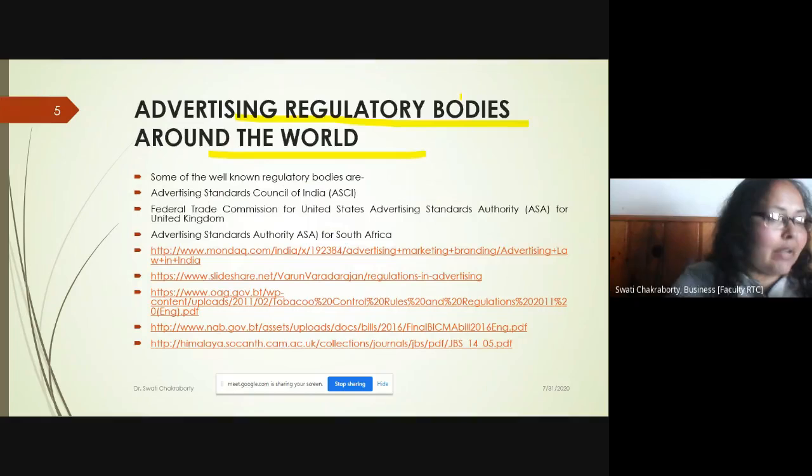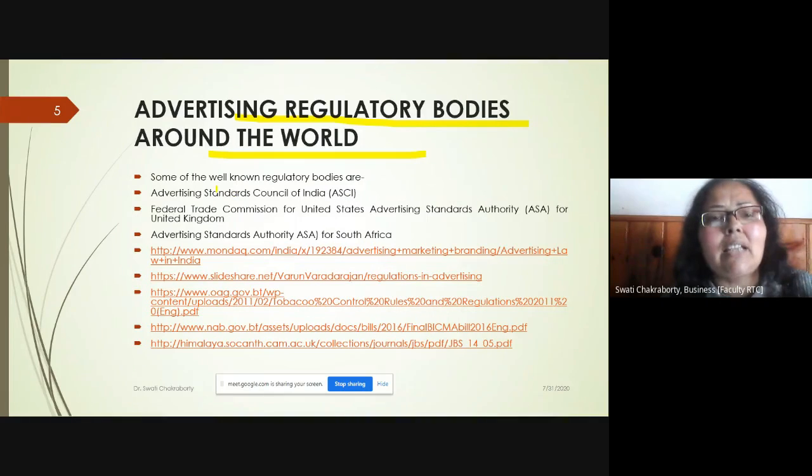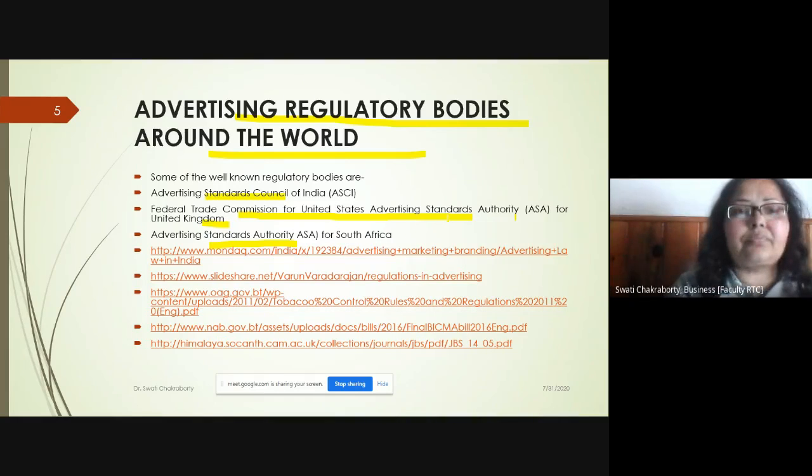So, the advertising regulatory bodies around the world. What are the advertising regulatory bodies that we have? ASCI, that's the Advertising Standards Council of India, the Federal Trade Commission for the United States, the Advertising Standards Authority, ASA, for the UK, and the Advertising Standards Authority, ASA, for South Africa.